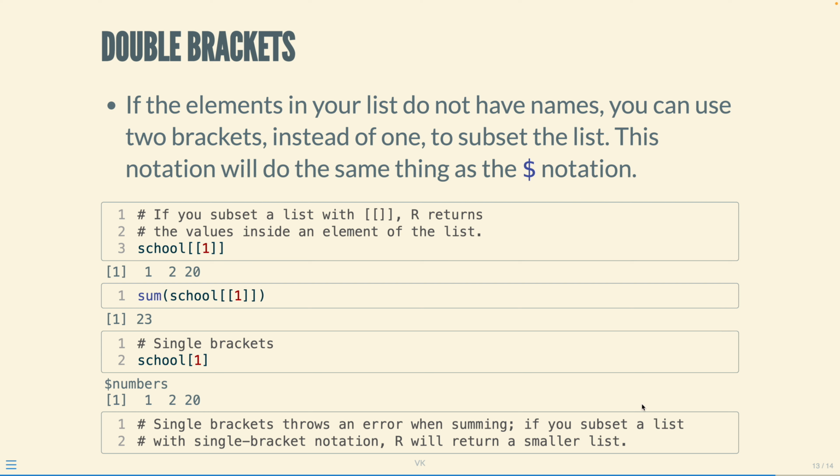So if you subset a list with single bracket notation, R will return a smaller list. However, you will not be able to do calculations with it. So you want to use double brackets if you want to extract the elements as they are.